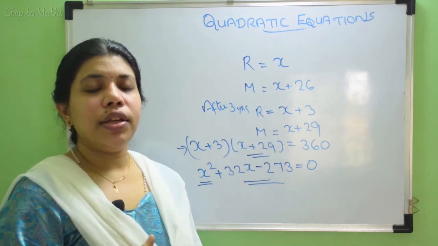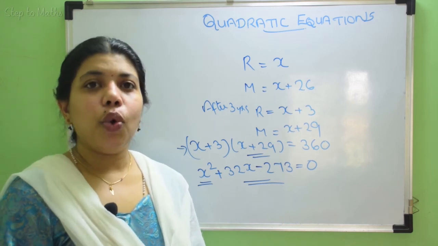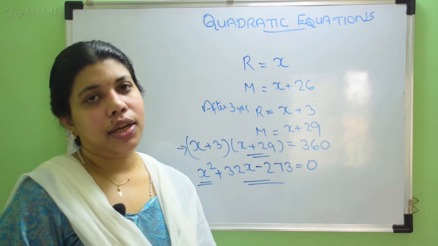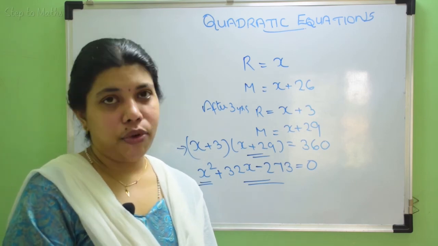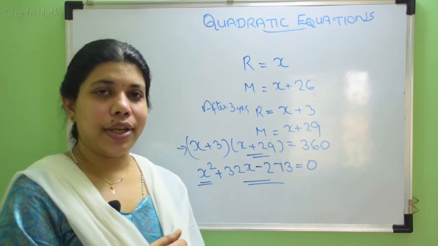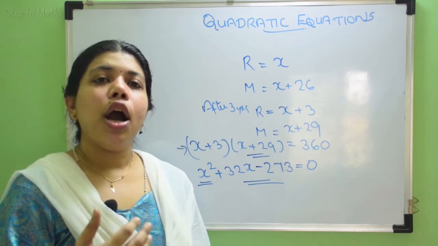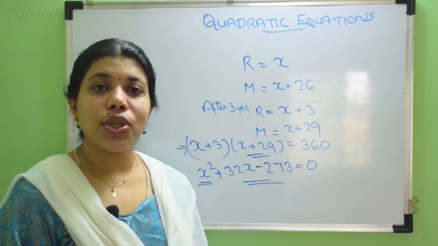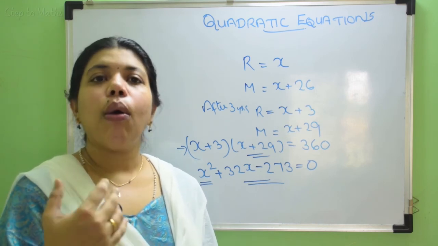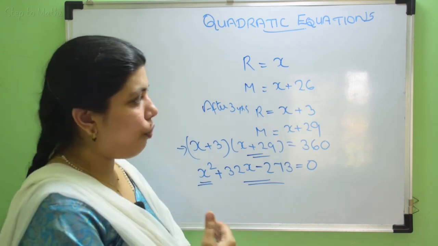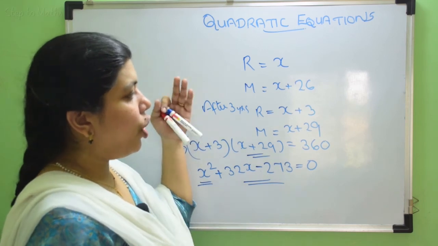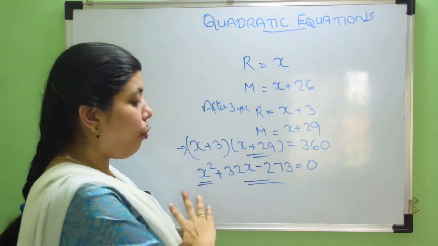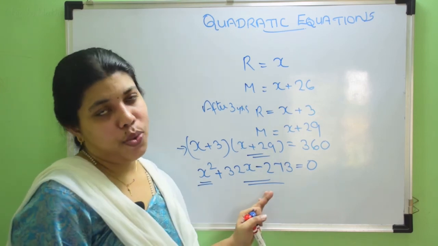In this section, we discussed what a quadratic equation is, and what the general form of a quadratic equation is. Next, how we can determine whether the given equation is quadratic or not. And finally, the way of representing the given situation in the form of a quadratic equation.